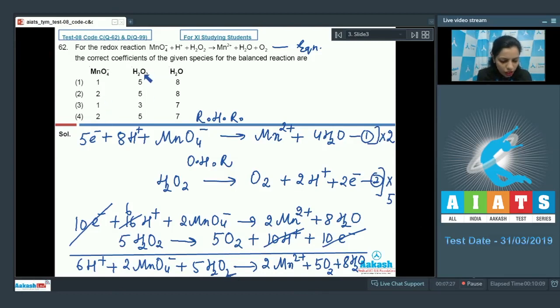So where is H2O2? This is here. And for this, it is 5 in option 2 as well as in option 4. Now let's check H2O. In case of H2O, we have 8 H2O molecules here. So 8 is given here in option 2. So which option becomes correct? Option 2 becomes correct for this question. After this, we need to just take the next question.